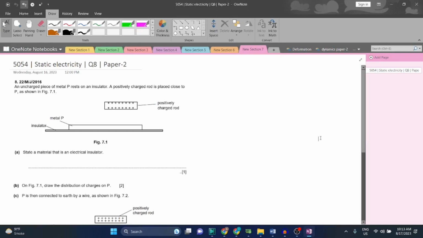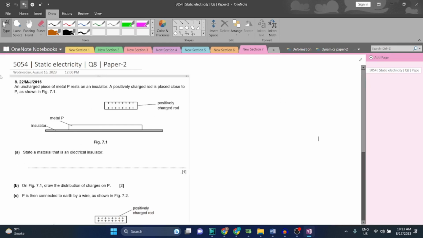Question 8, paper 2, 5054. Let's start. Question 8. An uncharged piece of metal P rests on an insulator. We have metal P, and this is an insulator. And this is uncharged. That means the amount of positive particles is equal to the amount of negative charges. A positively charged rod is placed close to P, as shown in figure 7.1. It has been closely placed.